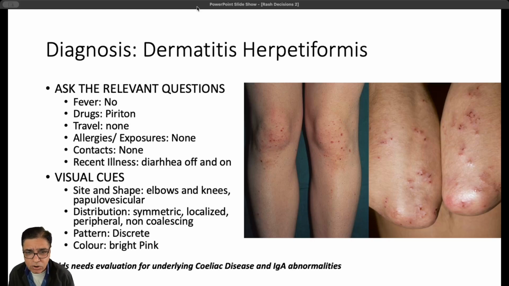Again, not very common, dermatitis herpetiformis, but it can happen, so you shouldn't be taken by surprise if you see any of these types of rashes.